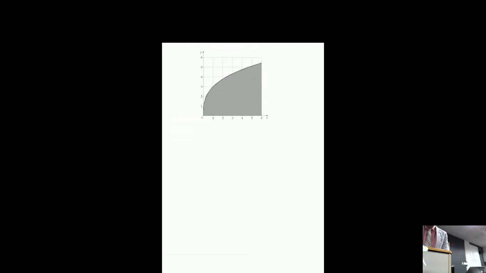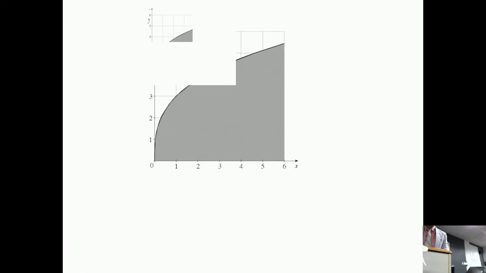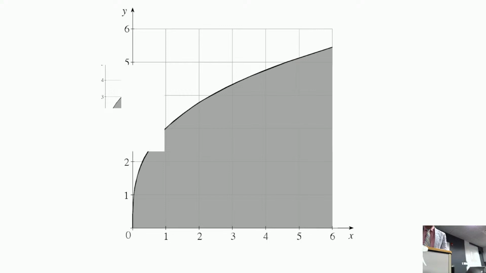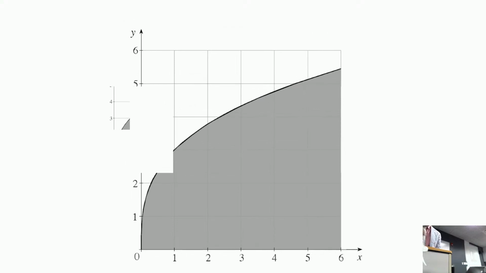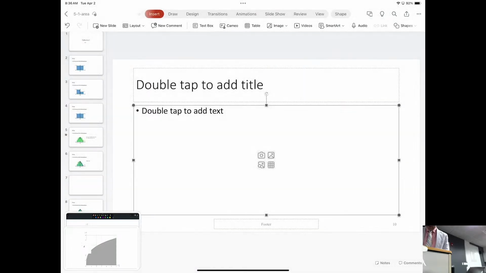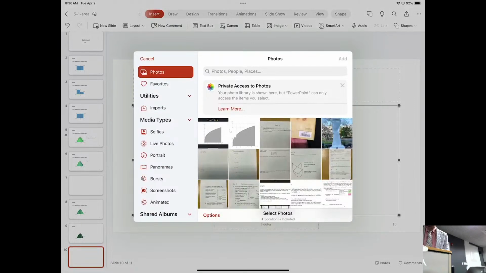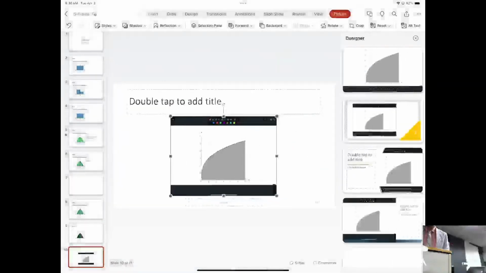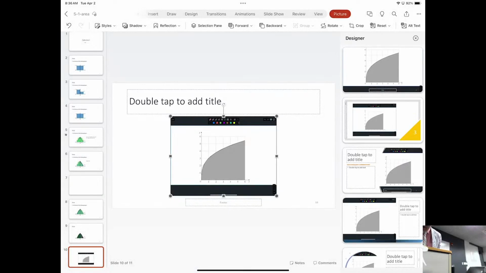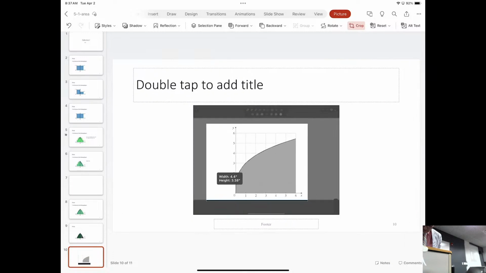Okay, there we go. So let's see. Here's what I'll do. Cancel that. Hold on a sec. There, I got it figured out. Now I've got a copy of that. Now I go back here to PowerPoint. Here's my photos. That's what I want. Add, and then I'm going to crop this down. Just a sec. Crop.